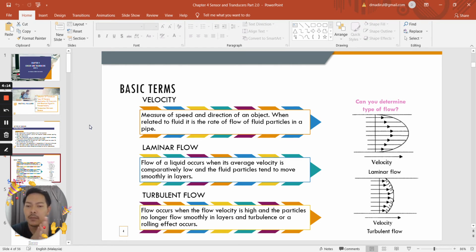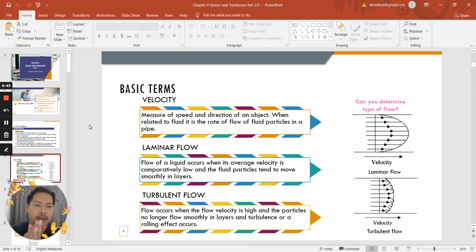Whereas turbulent flow refers to flow that occurs when the flow velocity is high and the particles no longer flow smoothly in layers, and turbulent or rolling effects occur. So this is known as turbulent flow. The name itself suggests the condition in the flow is quite rigorous, in which there is turbulence in it. That's why the particles no longer flow smoothly in layers.